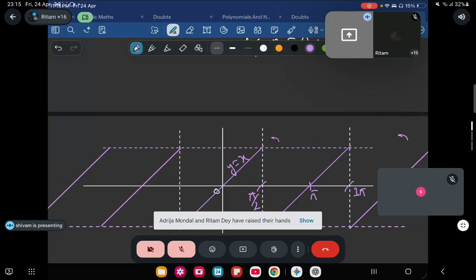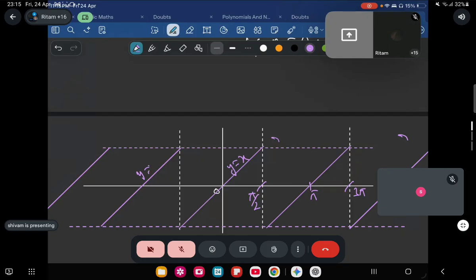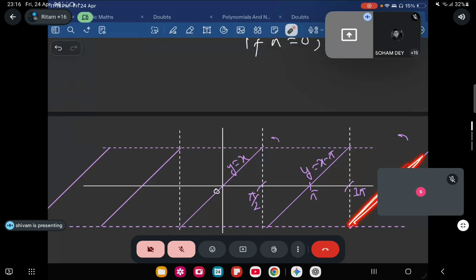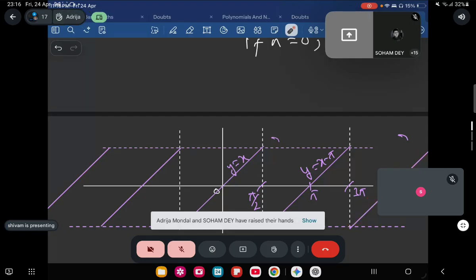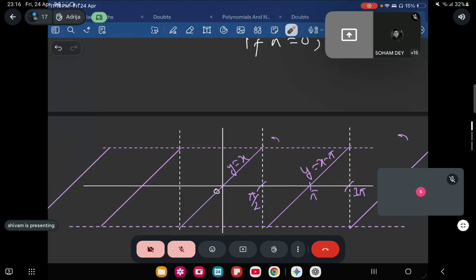Soham, are you getting? Sir, you asked for that branch, I solved for the right hand side. Oh, wait, sorry. Y equal to x minus pi. Correct. Next. What is the equation of the next branch? Everyone, what is the equation of this branch? Raise your hand. Yes, Adrija, go on. Sir, x minus 2 pi. X minus 2 pi.